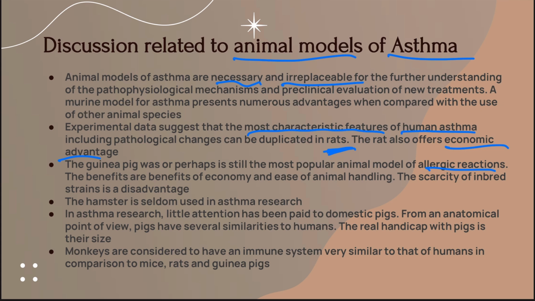The benefits are that it is easy to handle, and the disadvantage is that there is scarcity of the inbred strains, and also we have a smaller number of strains of guinea pigs. Next, hamster is seldom used in asthma research. And also the domestic pigs are not used in asthma research, though pigs have several similarities to humans, but the real problem with the pigs is their size. Then monkeys are also considered to be used for the screening of the drugs for asthma, because they have an immune system which is very similar to human beings, but the problem is they are also difficult to be managed in a setup.